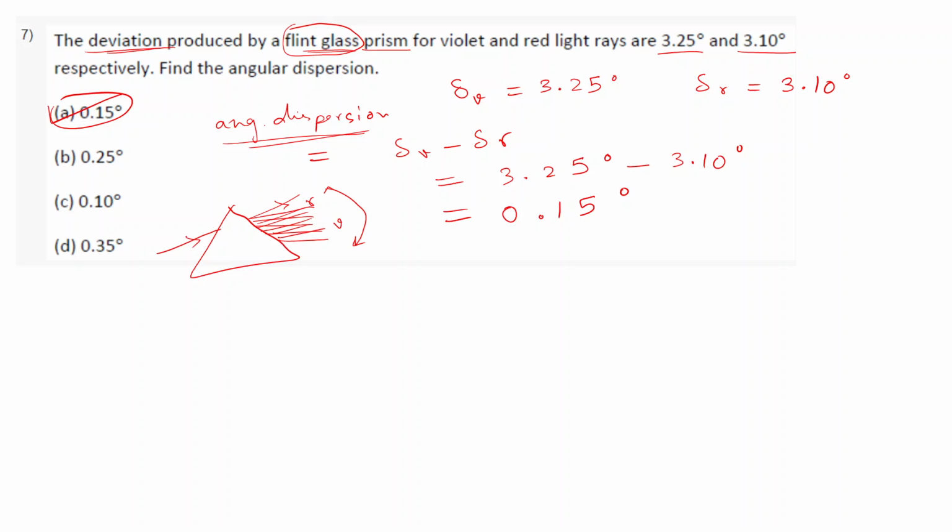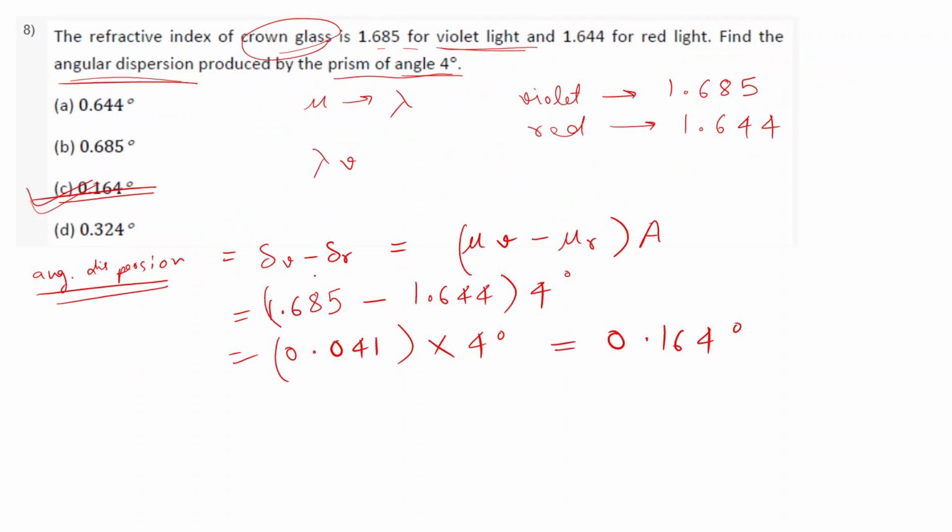So in the previous question we had done it by knowing the angle of deviation, but here even if we don't know the angle of deviation, if we know the refractive index for those particular wavelengths, we can find the angular dispersion using this formula. We just need to know the angle of the prism as well.